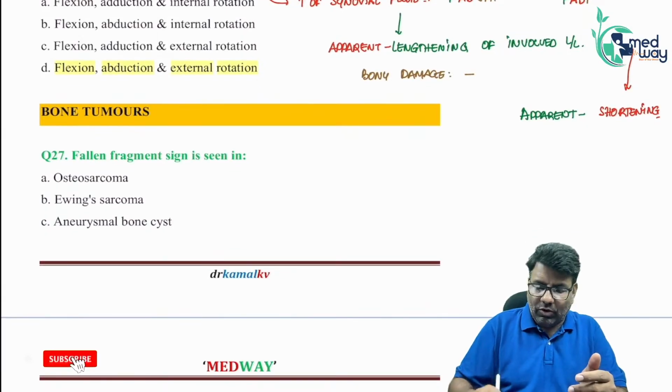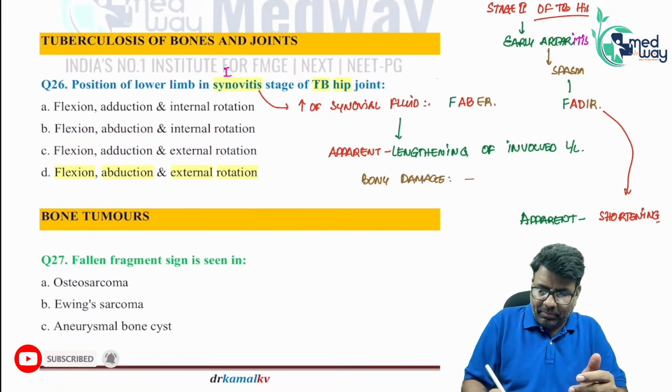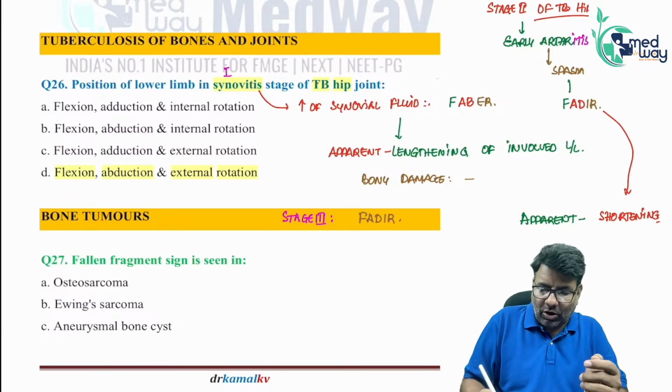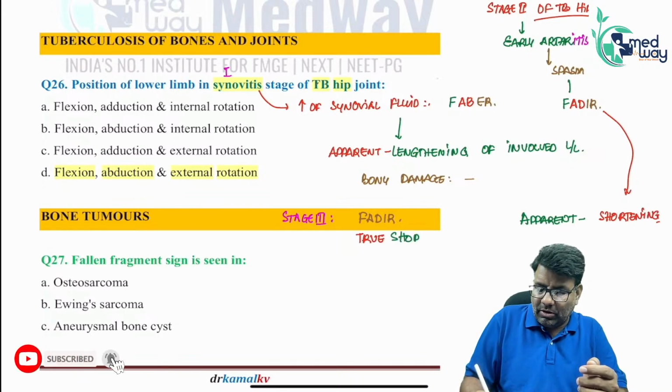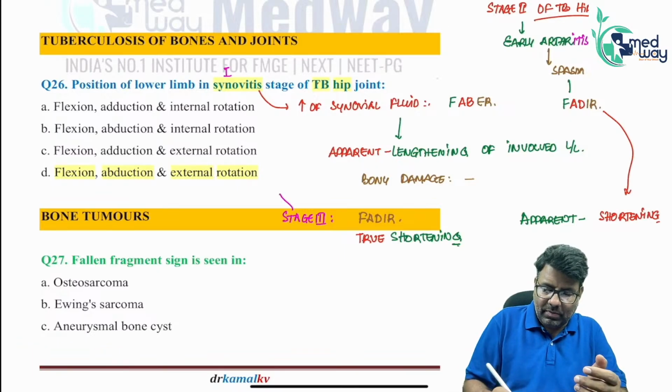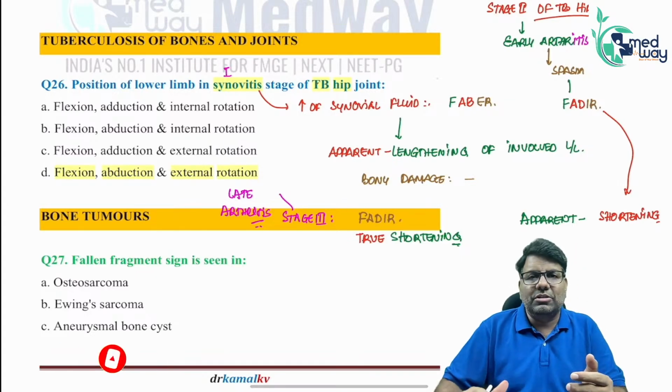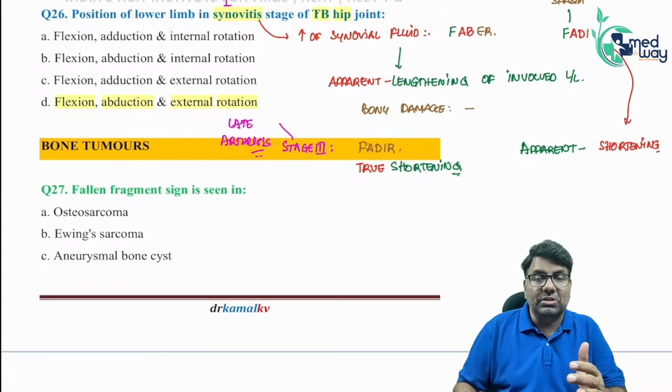Then moving forward, we just write it over here. In stage 3, the attitude will continue to be there as we see in stage 2, but what will be noticed here is true shortening. This will be true. And what is the reason for true shortening? There is the late arthritis stage, so it means there is actual bony damage. Right? So stage 1, stage 2, TB hip, very important for exams.